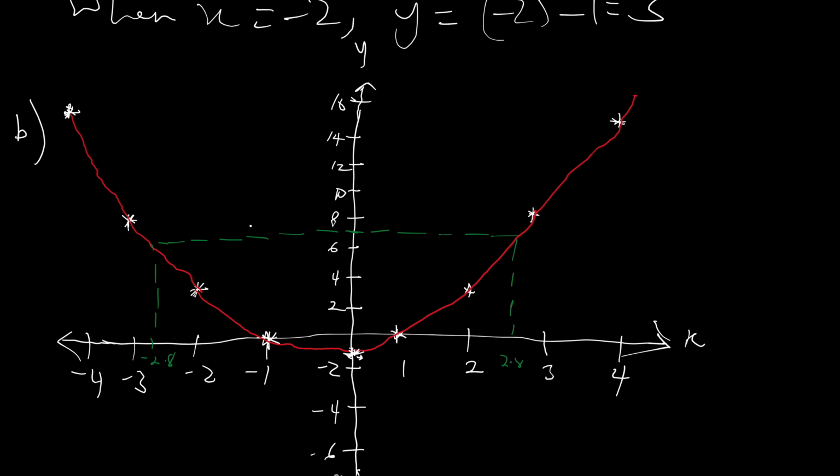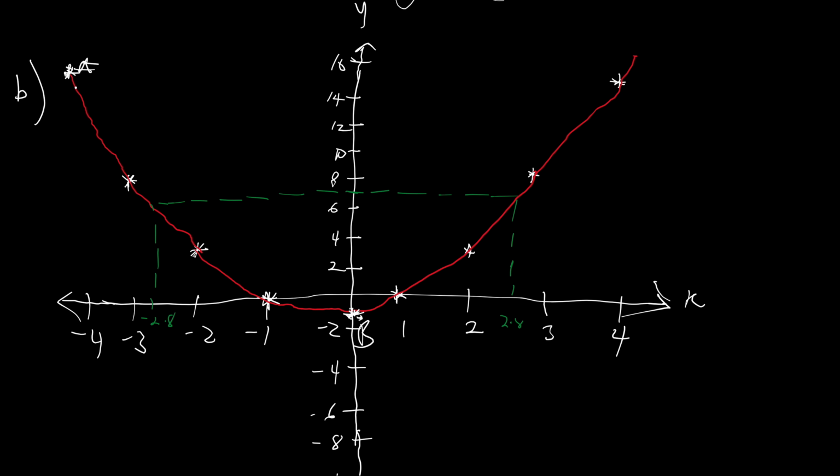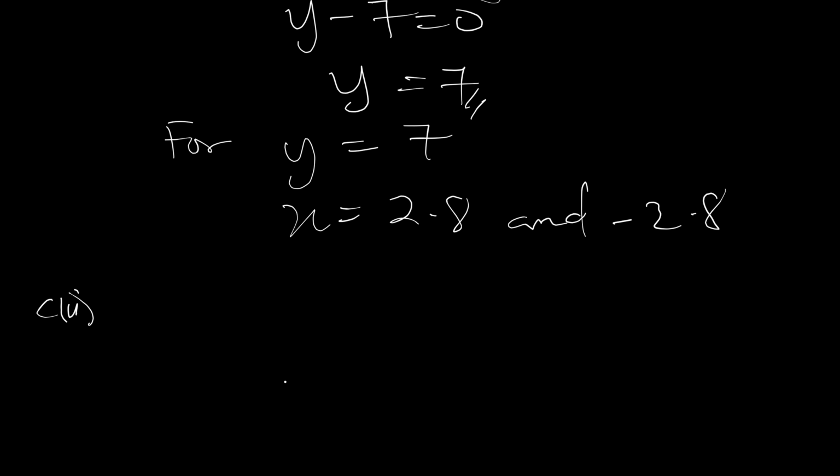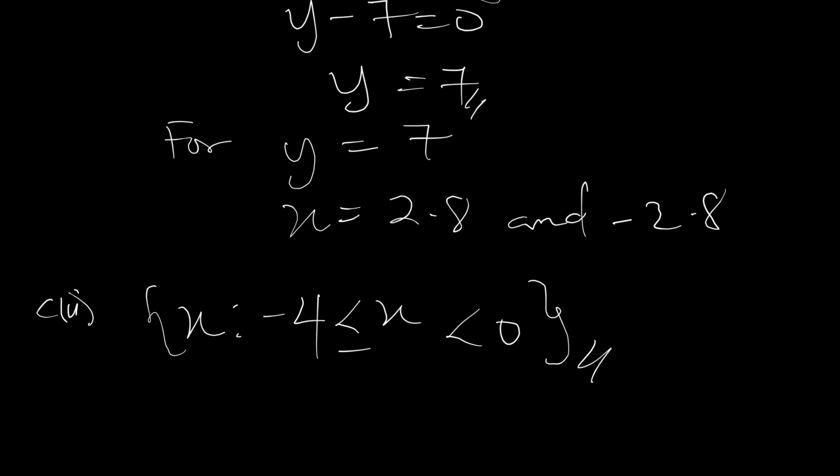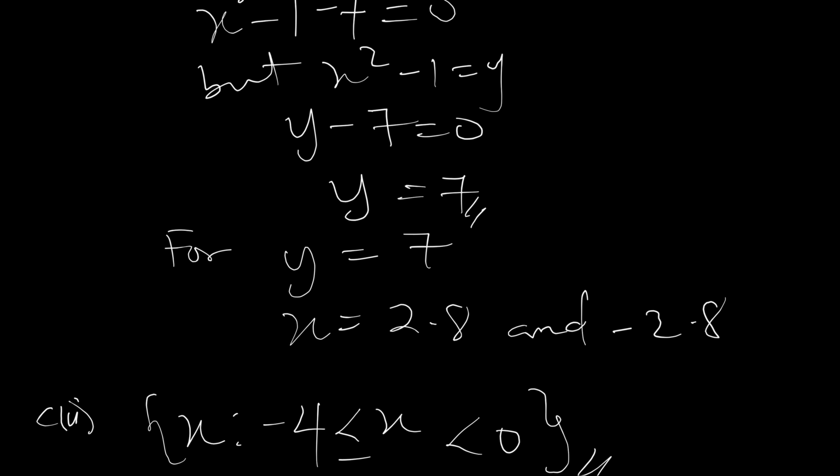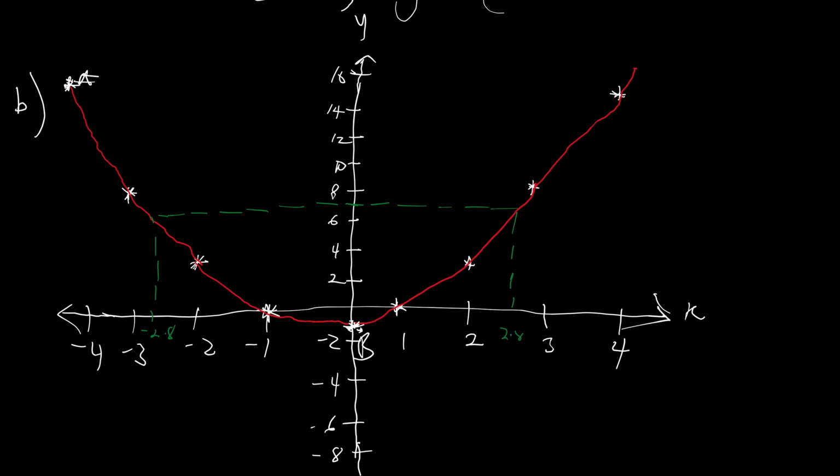So our answer to C(ii) will be all the values of x from point A to point B. This should be between x is equal to negative 4 and x is equal to 0. So our answer will be x is such that negative 4 is less than or equal to x is less than 0. This will be our answer for all x values such that y is decreasing and x is increasing.